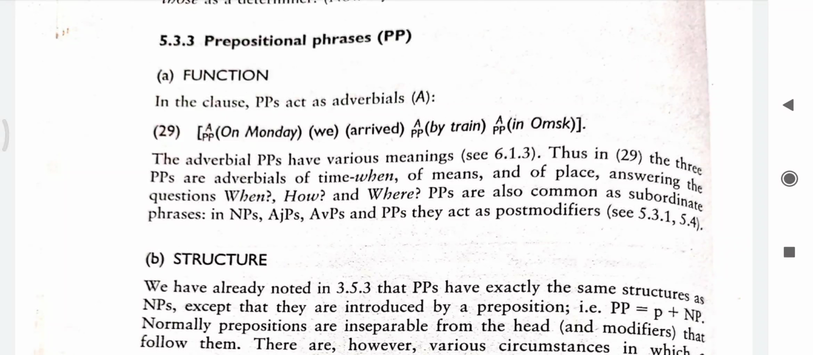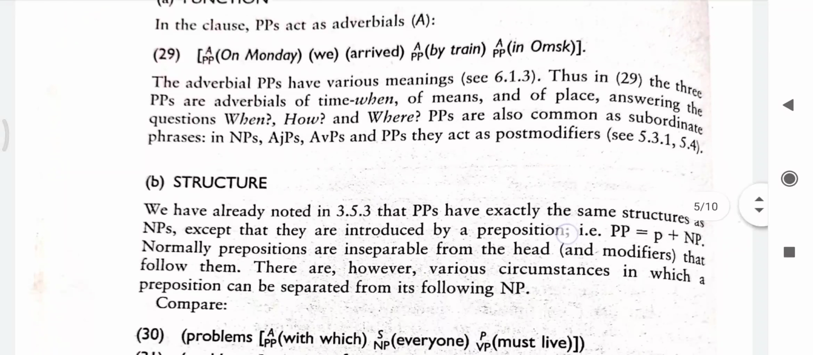So here we can ask certain questions like: on Monday, when? Or by how? How means by which means. So by train, we get the answer by train. And where? In Omsk. So where is an eliciting question, and we get the answer in Omsk. Prepositional phrases are also common as subordinate phrases in noun phrases, adjective phrases, adverb phrases, and prepositional phrases. They act as post-modifiers. So like this, we have this type of function that we see here.